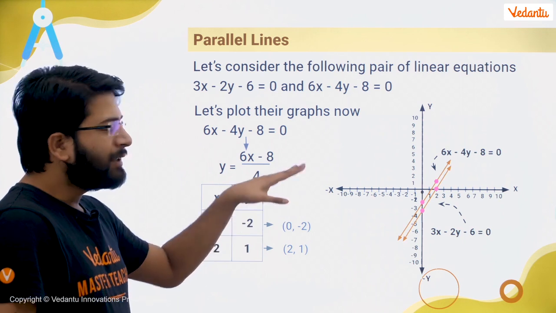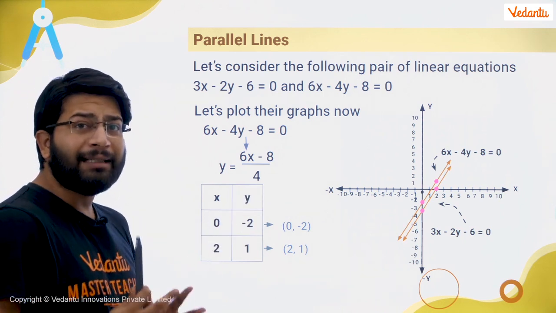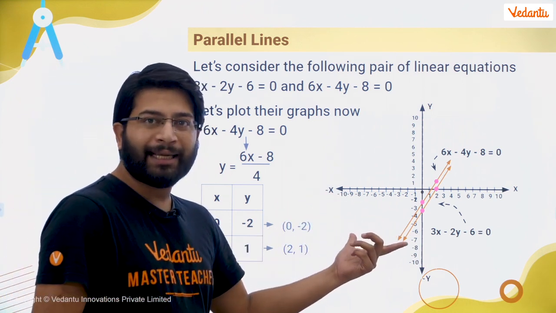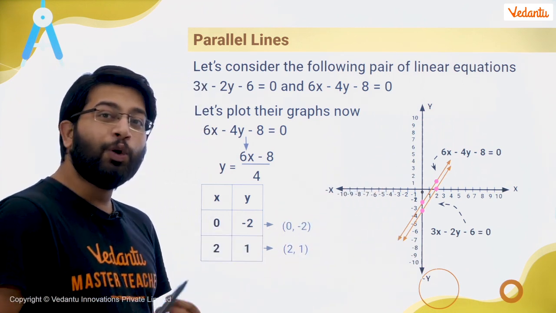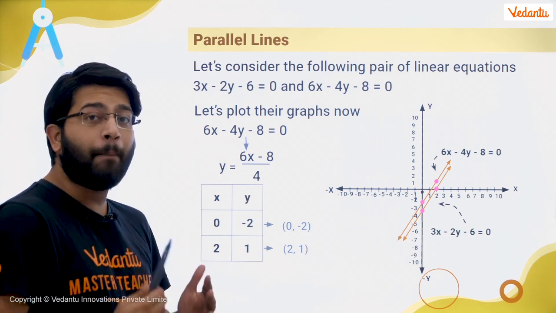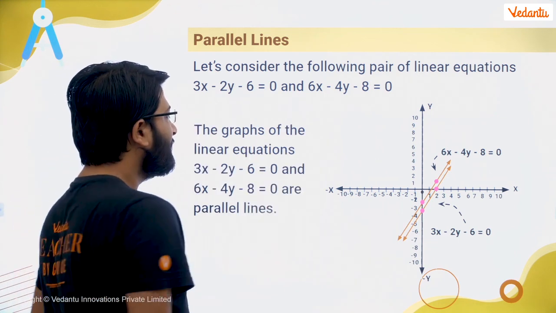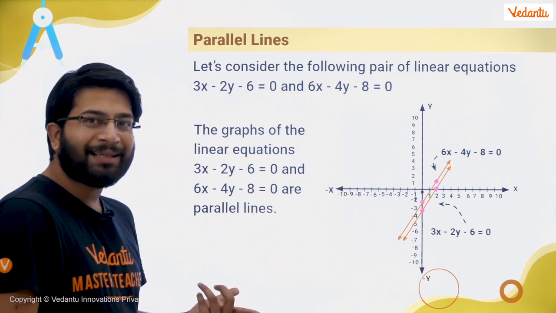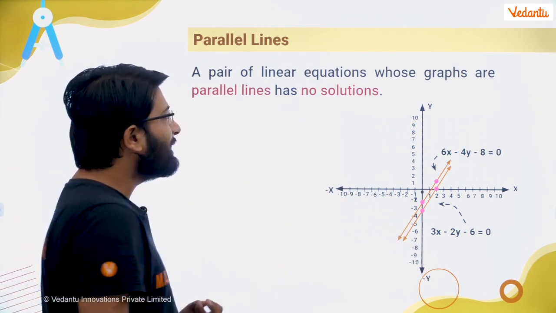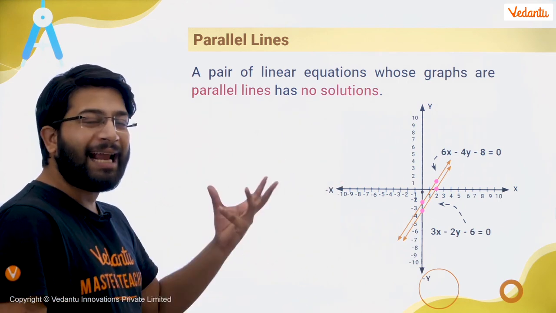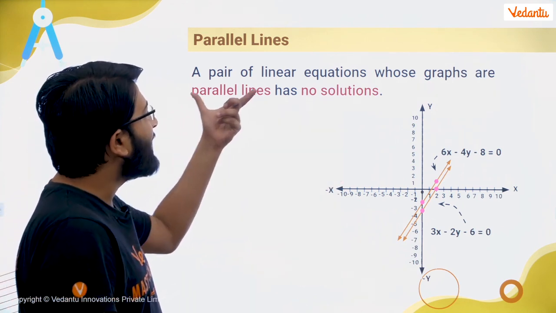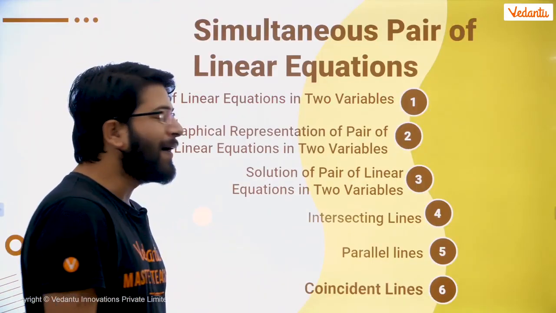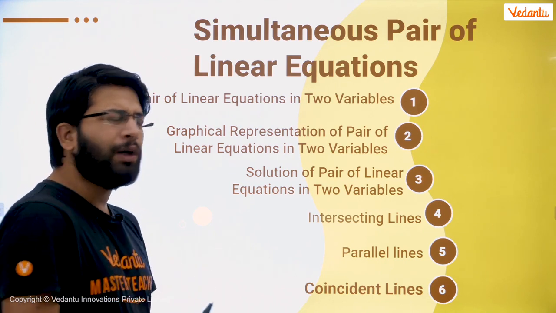Now, champ, try to see. These two lines are never getting intersected, right? These two lines are not intersecting at any point. If there is no point of intersection, there is no common point. That means what? We can see these two lines are nothing but parallel lines. Parallel lines means that these lines are not going to intersect at any point. So that is why parallel lines have no solution. I hope it is clear. Very easy, right?